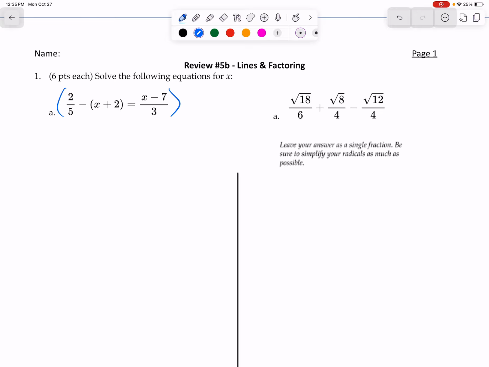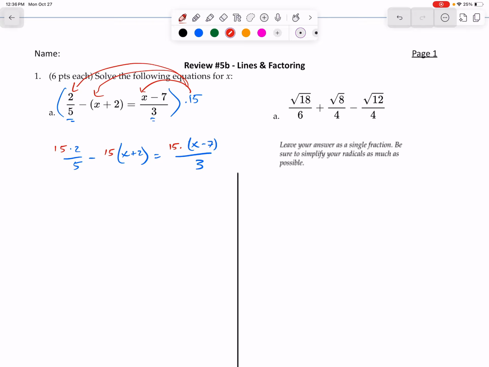I think what I'd like to do here is multiply through by 15 because that's my common denominator. Oops, 15. And that'll help me get rid of things. So 15 times 2 over 5 minus 15 times x plus 2 equals 15 times, and note I'm going to do it to both of these, x minus 7 over 3. So all I did is just place my 15s in there so you can see what I did. And I just, there, and there.